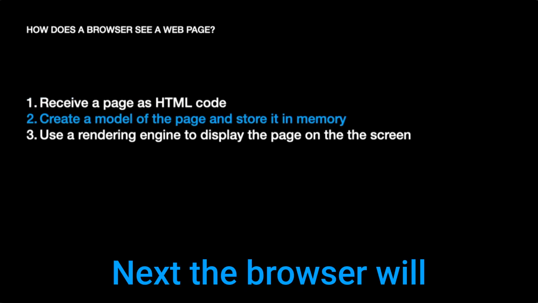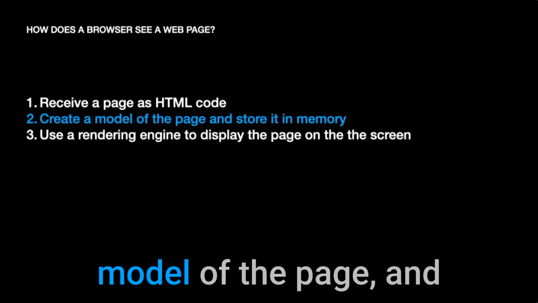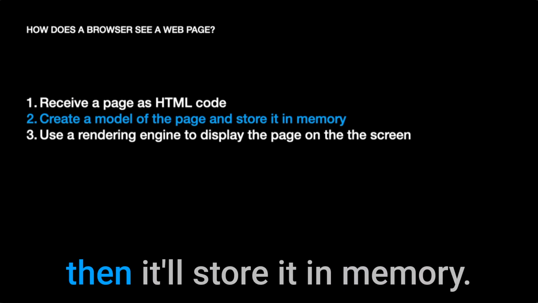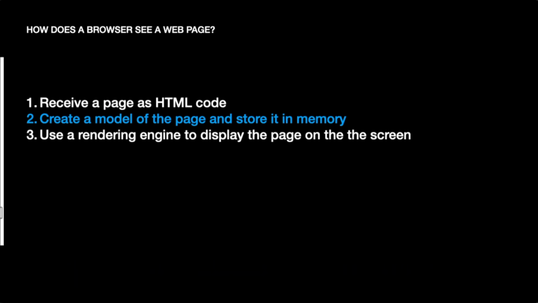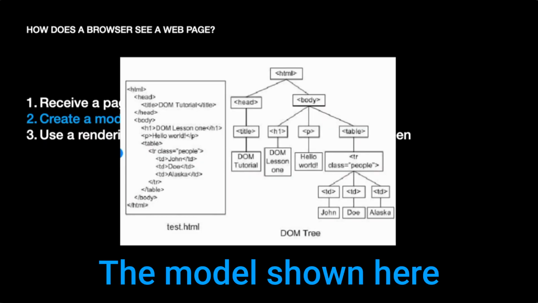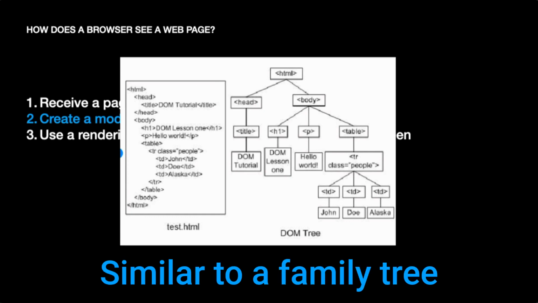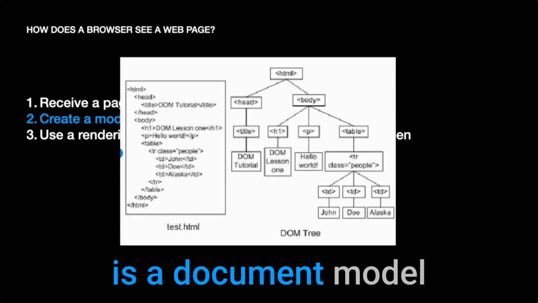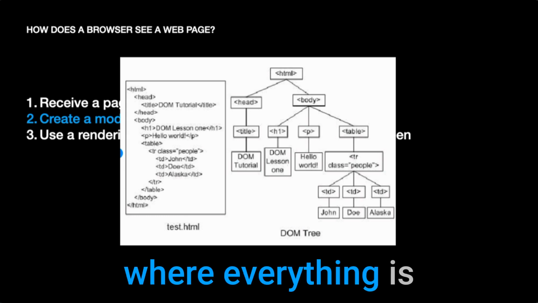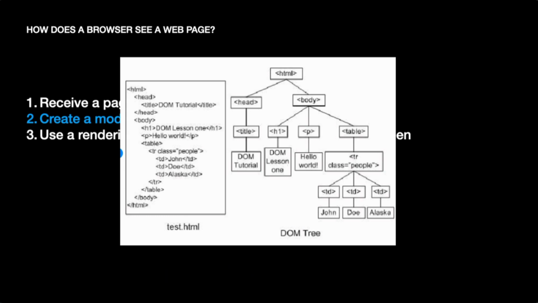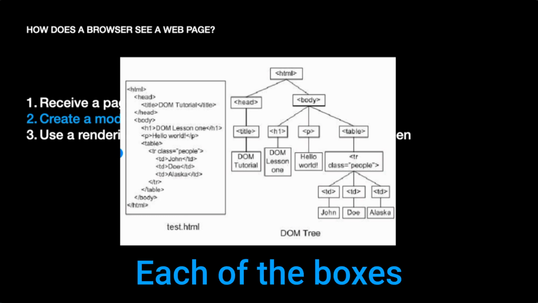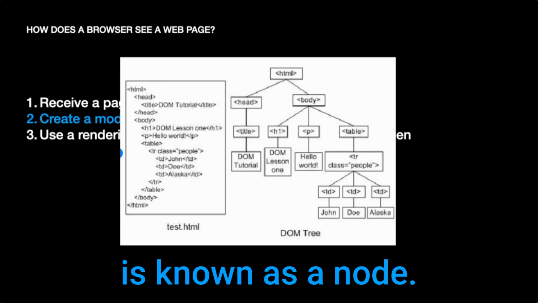Next, the browser will create a node map or model of the page, and then it'll store it in memory. The model shown here is a representation of a basic page. Its structure is similar to a family tree. At the top of the tree is the document, where everything is a branch off of it. Each of these boxes is known as a node.